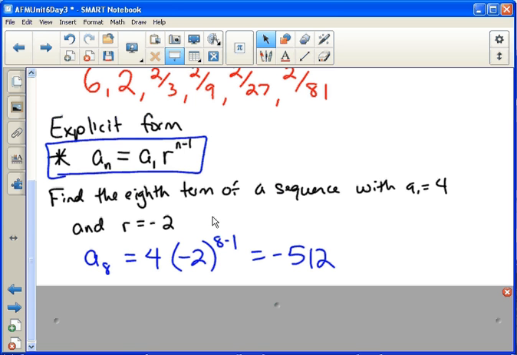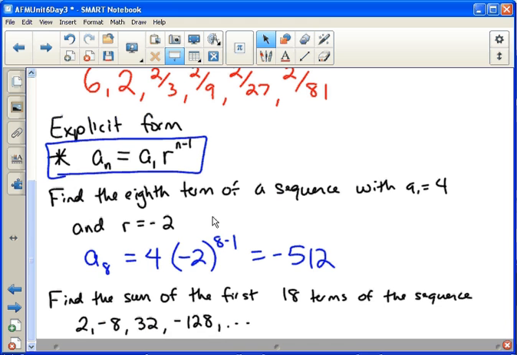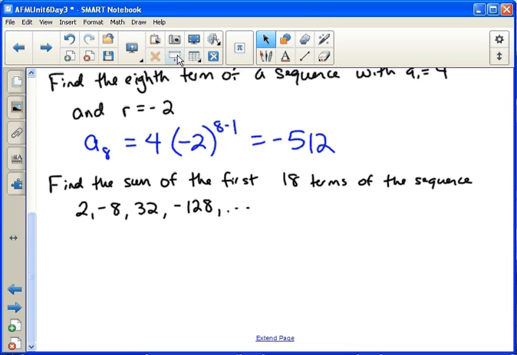It's good for if you're told to find the explicit formula for a geometric sequence, or if you are looking for a specific term in that sequence. Okay, now here's something else that you may be asked to do, and that's to find the sum of the first 18 terms, or however many terms. This is just one example.